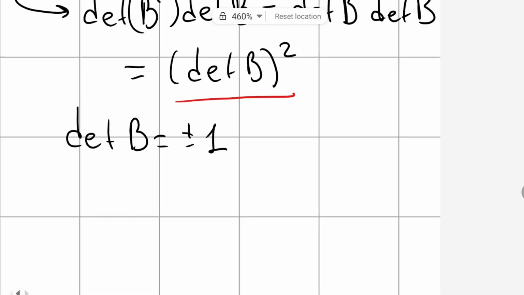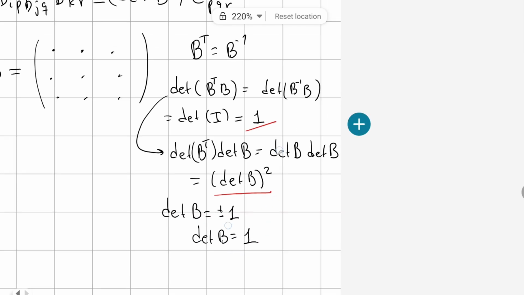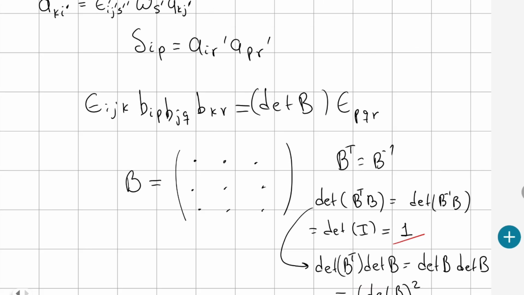But of course, B represents a rotation matrix. You know that for this kind of matrices, we take the determinant to be equal to plus 1. Because otherwise, the matrix B would imply an inversion of orientation, but we are not interested in those cases here. So we can say that the determinant of B is going to be equal to 1. Later on we'll see that we are going to use this formula with the determinant equal to 1.